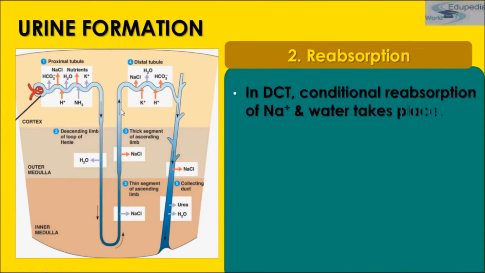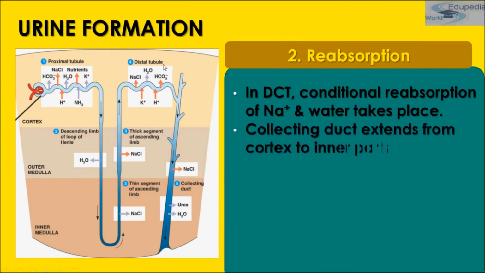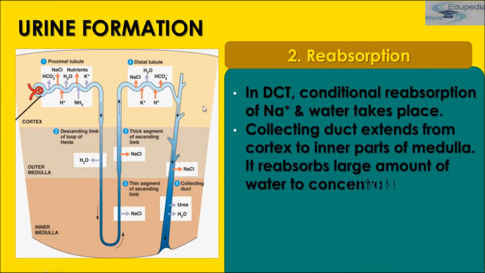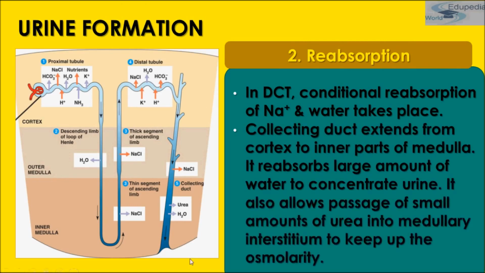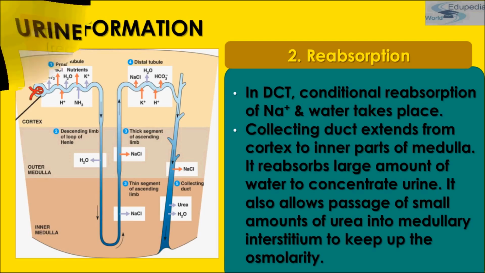Now the filtrate comes to the distal convoluted tubule, where conditional reabsorption of Na+ and water takes place, and then comes the collecting tubule. As you can see, this is the cortex, outer medulla and inner medulla. This collecting tubule extends from the cortex to the inner medulla, and it reabsorbs a large amount of water to concentrate urine. It also allows passage of small amounts of urea into the medullary interstitium to keep up the osmolarity.